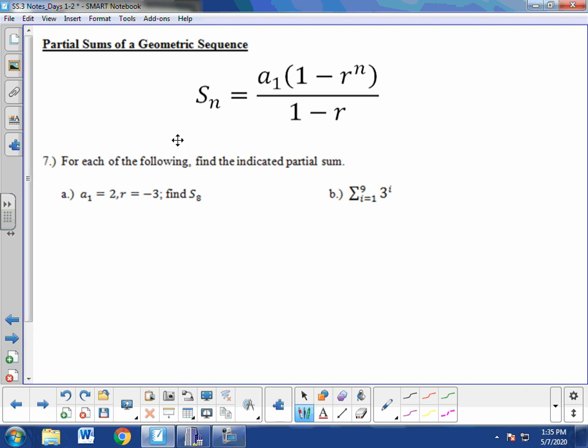So instead, we have this formula. Now, this formula is quite a bit different than what we saw with arithmetic sequences, but it does use our common language here.